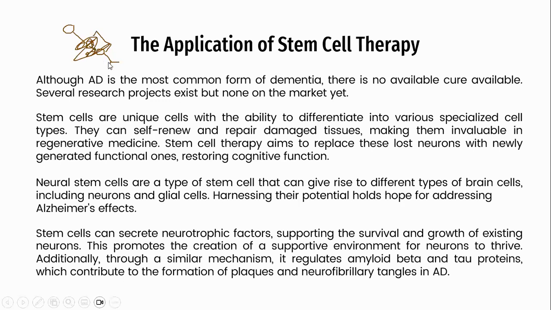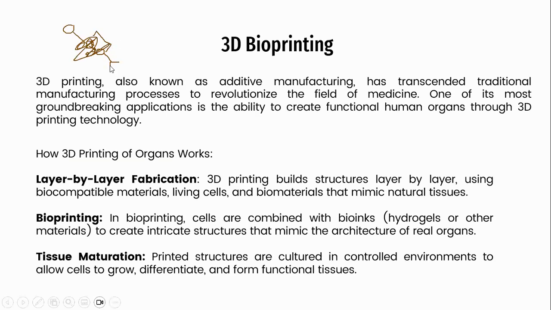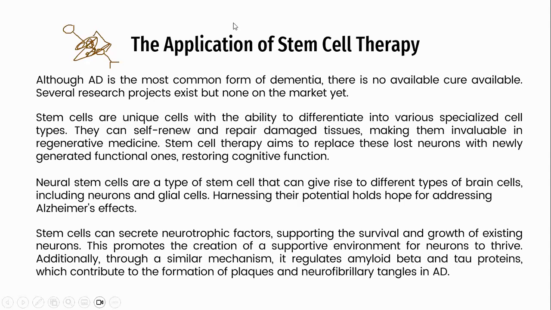Let's take it to the top. But moving along, the application of stem cell technology. One moment, let me erase this so it doesn't distract you. Okay. So the application of stem cell therapy in regards to Alzheimer's. Although Alzheimer's disease is the most common form of dementia, there is no cure available. Several research projects exist, but none is on the market at the moment. One route that we could take is utilizing stem cells. Stem cells are unique cells with the ability to differentiate into various specialized cell types.